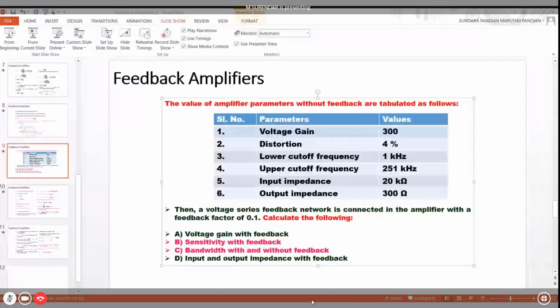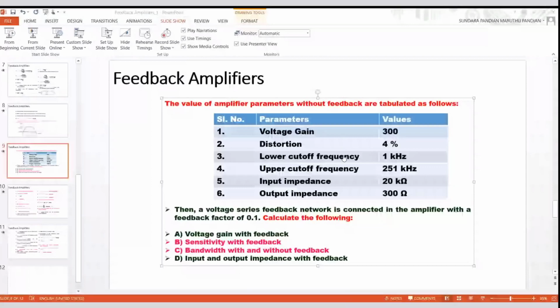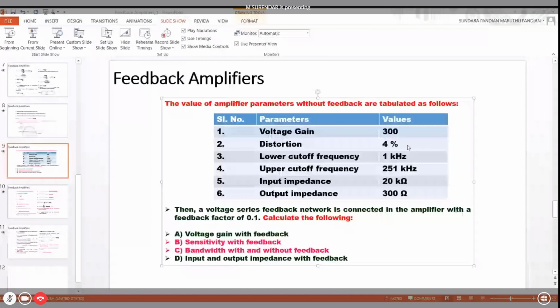So you must have got an idea, if not in the theoretical part, at least in the example part, of how the input impedance, output impedance, bandwidth and distortion get varied or introduced in the feedback. I'm sure about that. And now your session is open for questions. Please unmute yourself and ask whatever you want. I will be very happy to hear your questions.